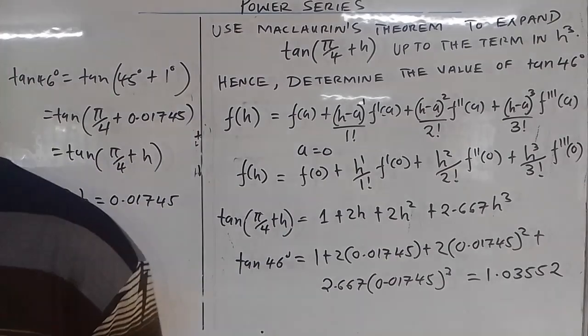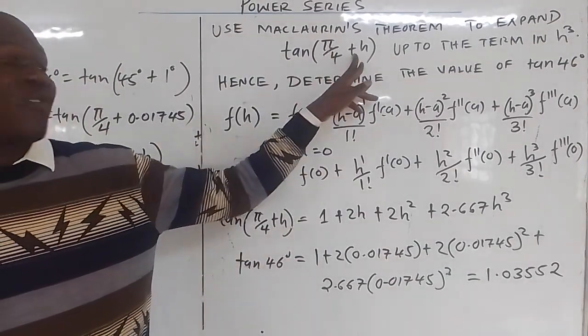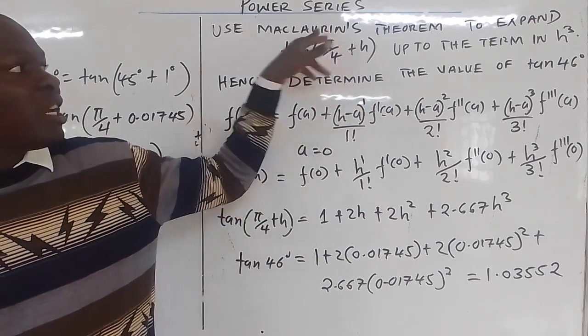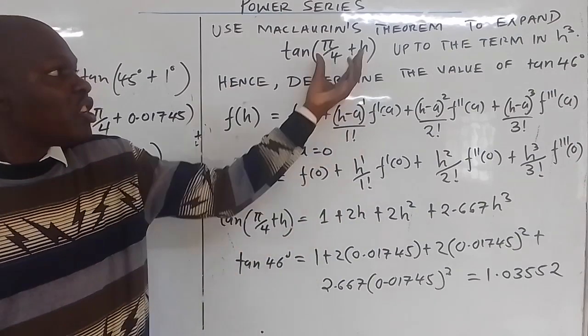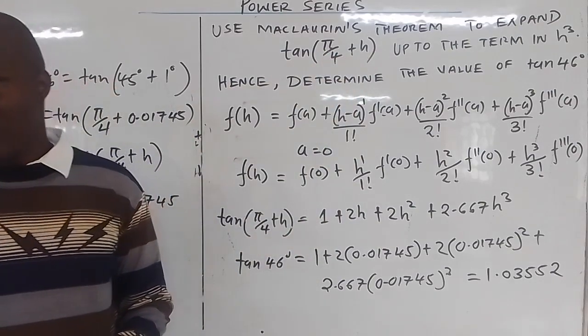Very easy. So I insist, never confuse. Just because you see pi over 4 plus h, don't say it is tan x plus h. That is Taylor series. We are dealing with the Maclaurin series. Maclaurin series is seeing the whole of this thing to be one thing. Are we together? Yes. Is that okay? Very good.